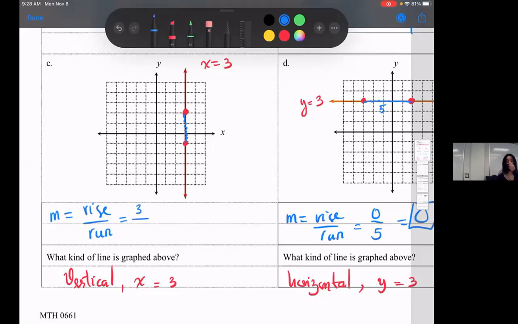And then is there a run? Is there a width? No, right? So it's 0. When you divide something by 0, what do we say? Undefined, right? Remember in middle school, the teacher got freaked out because you divide something by 0, right?